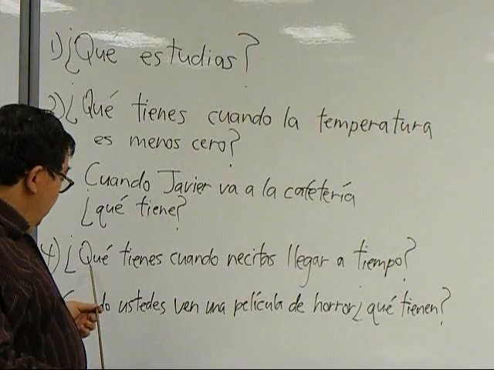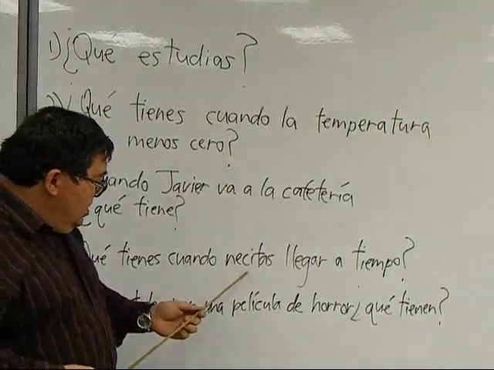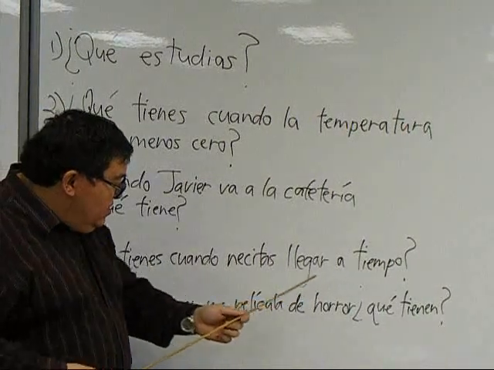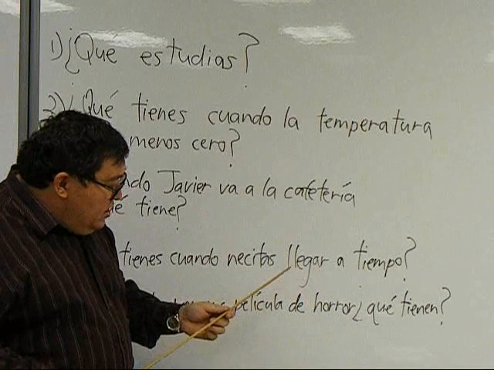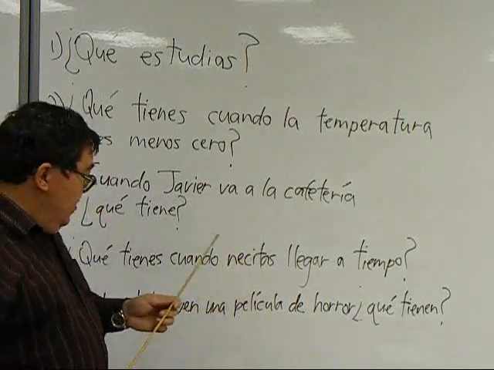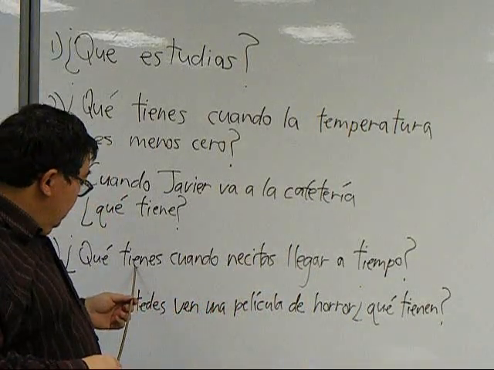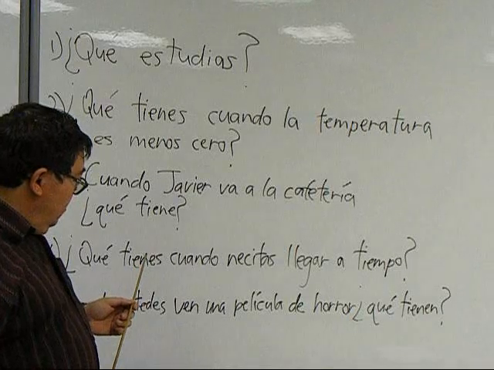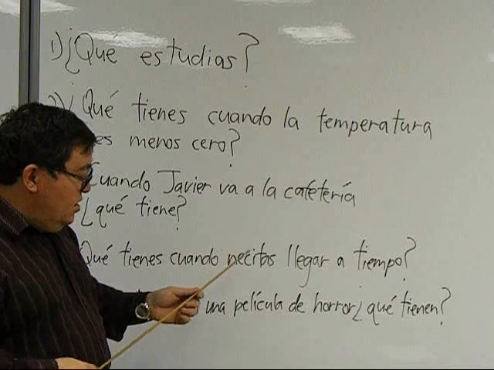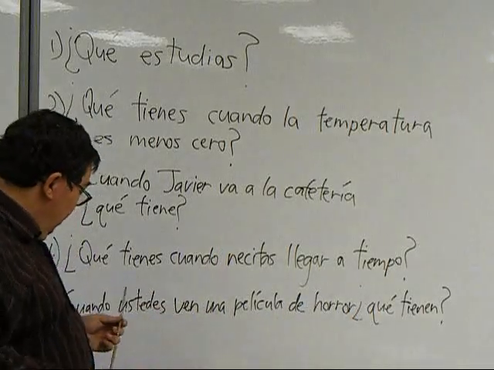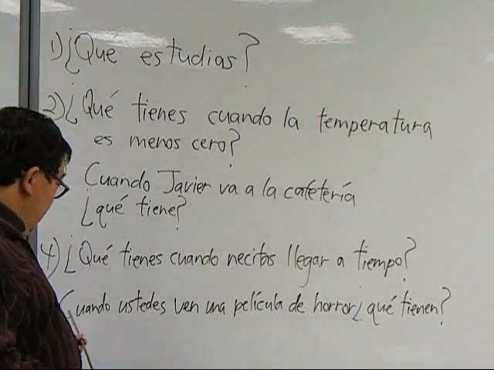All right, let's look at number 4. What do you have when you need to arrive on time? Okay. I need to arrive on time. I have hurriedness. So you want the yo form of the verb tener, and you need the one that means to be in a hurry, or to have hurriedness. The phrase a tiempo means on time. Let's go to number 5.